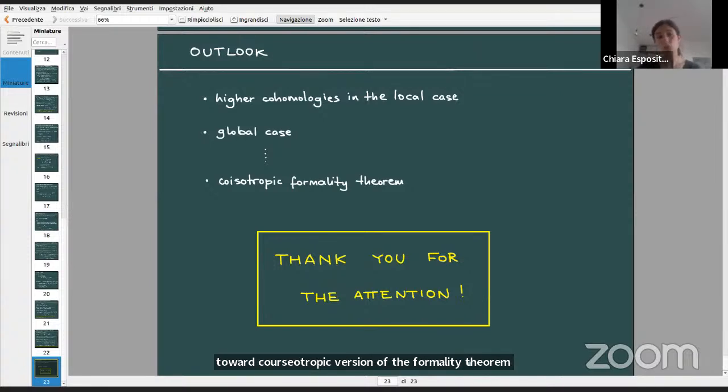So in this case, we could be able to write a formality theorem that already encodes the reduction. So in some sense, we are trying to approach the deformation, quantization and reduction diagram from this point of view.